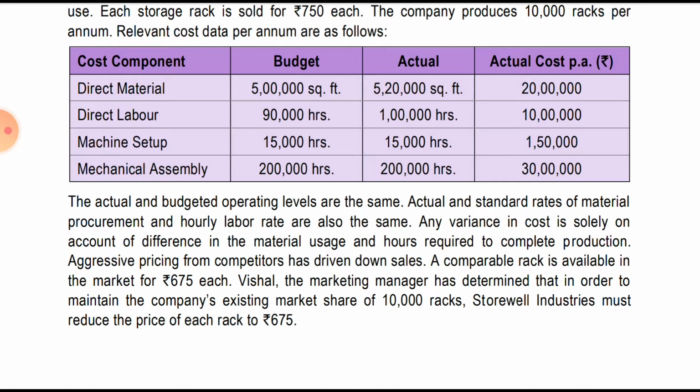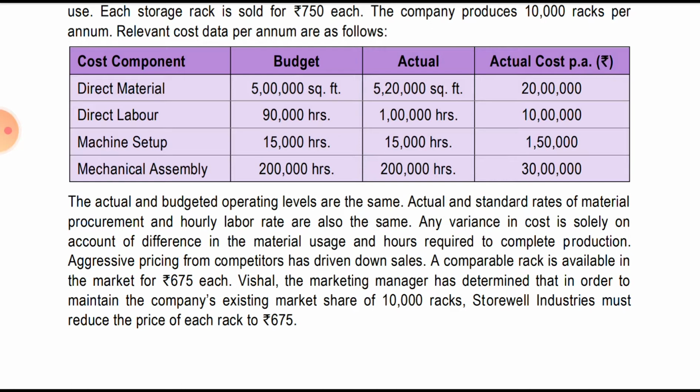But the difference we are seeing here, budgeted 5 lakh and actual 5 lakh 20 in the direct material, is due to usage, as they used 20,000 more. Might be because they purchased lower quality product that led to loss of material during production, or the labor was inefficient in using the quality. So there is a defect in material usage and direct labor usage.